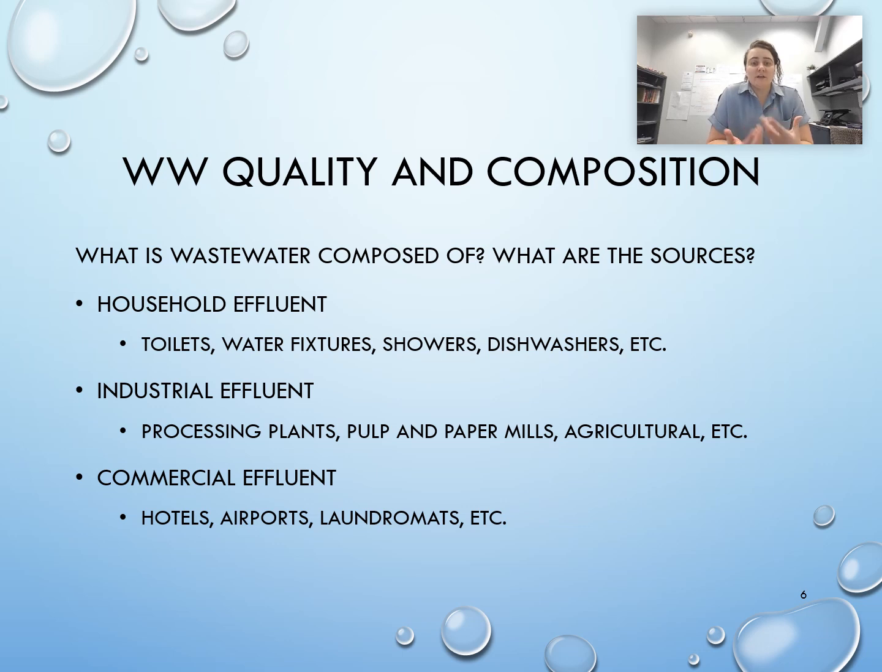We can also have industrial effluent, so we can have processing plants for all sorts of industry. We can have pulp and paper mills, we can have agricultural components, anything that you can think of with industry where they're using water, that's going to be important.